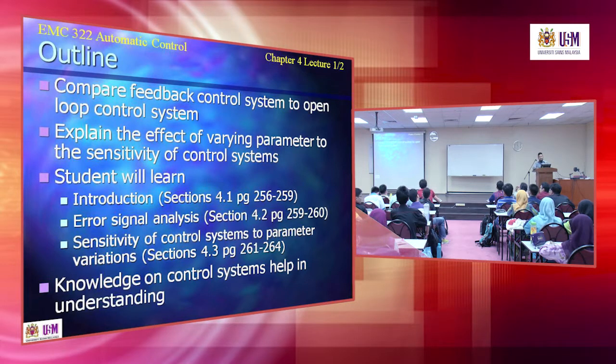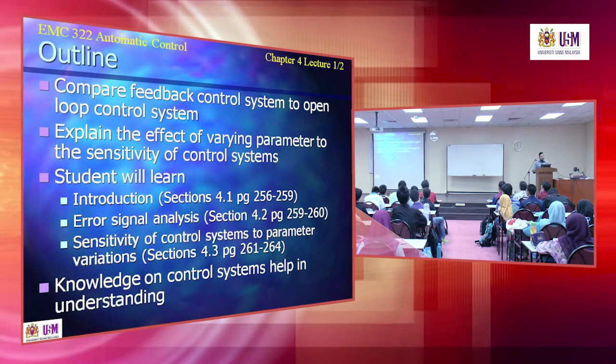Last time in chapter 1, we have already developed what is the open loop control system, and then we added the feedback to the system, which became closed loop. But now in chapter 4, basically we will compare between these two loop systems, which is open loop and also closed loop. What are the benefits of applying feedback in the closed loop control system.